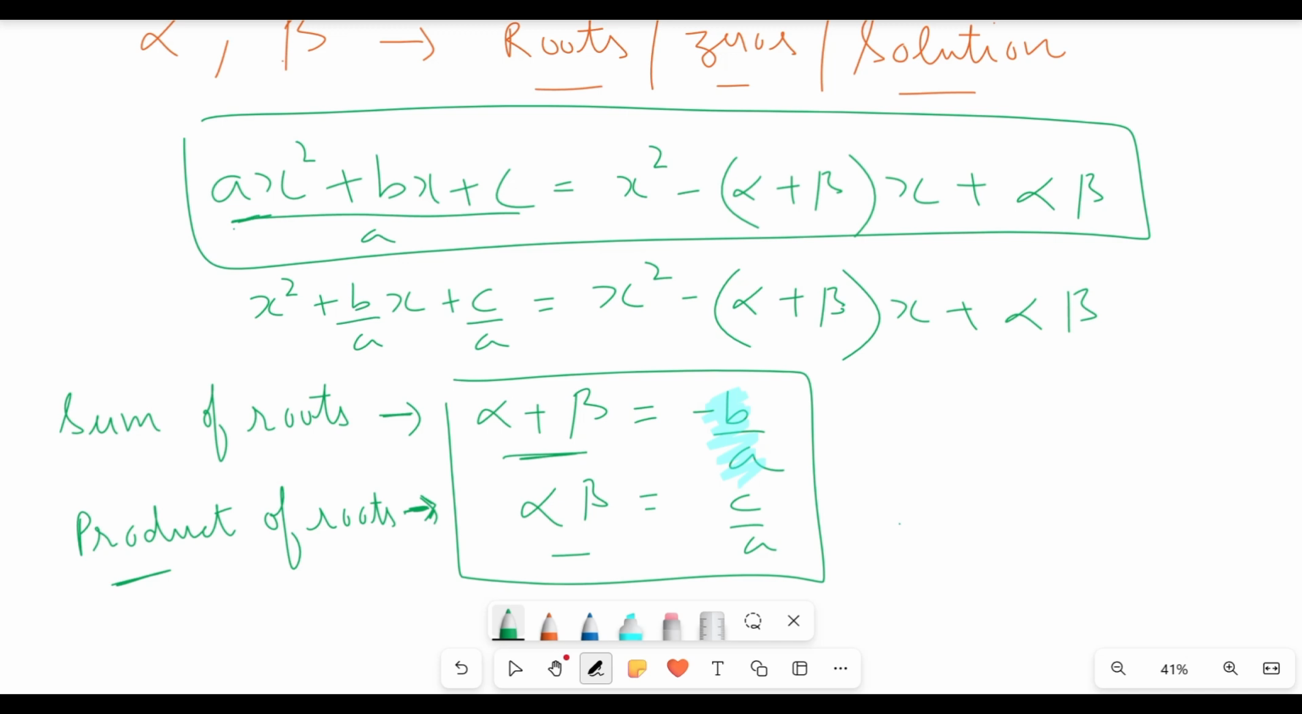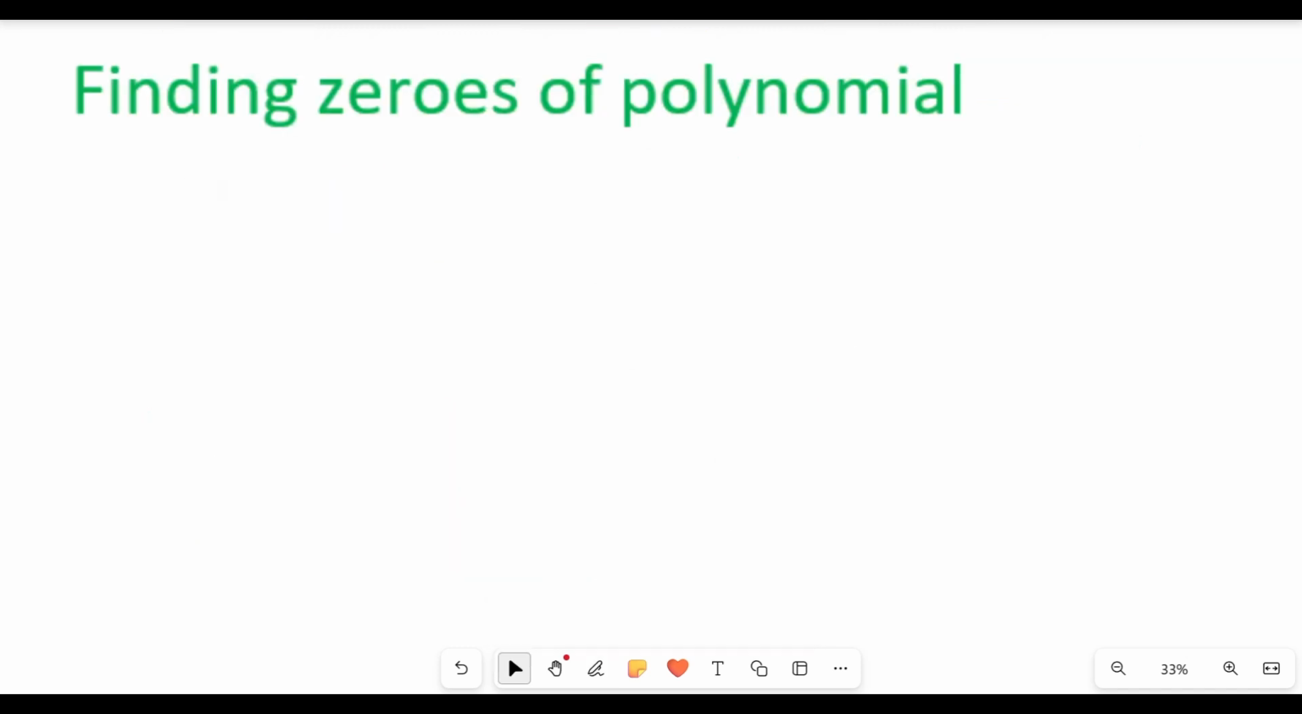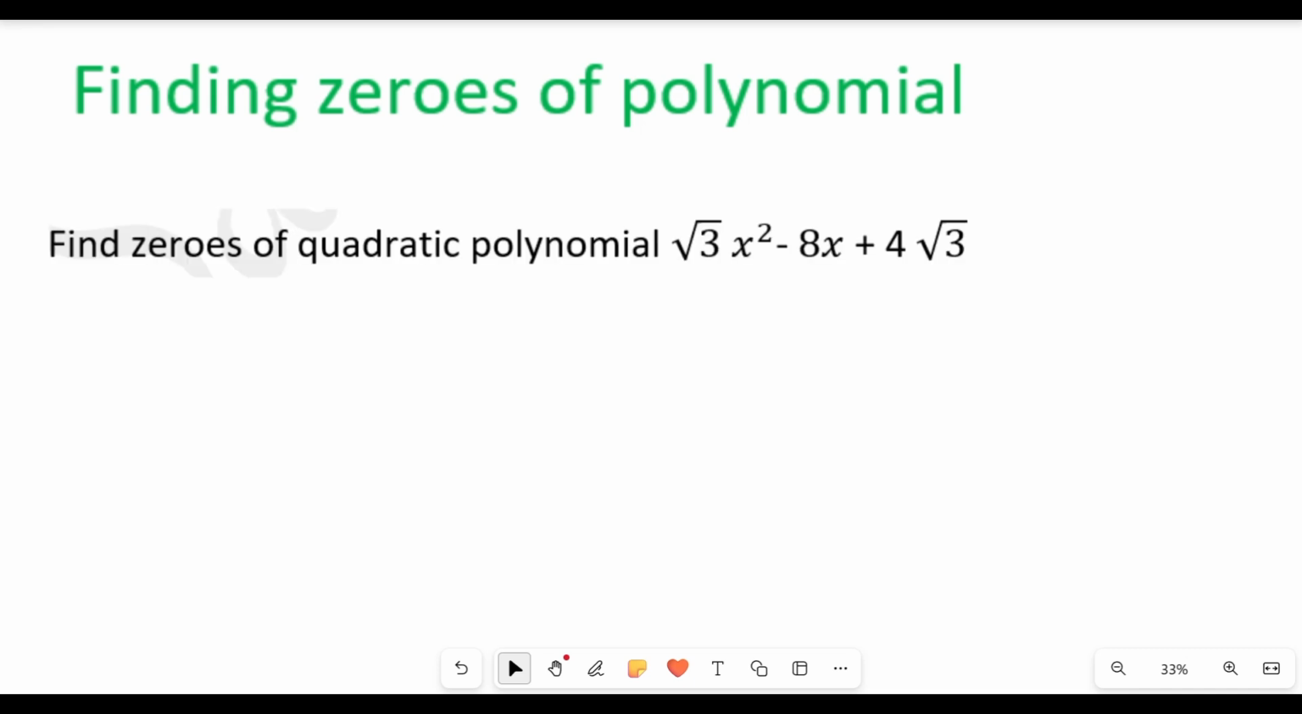So we have developed a relationship between sum of roots and product of roots and the coefficients of quadratic equation. This is the most commonly used relation in this entire chapter. They may ask us to find zeros of polynomial, like in the equation. We have to find roots over here. So what I will do, I will factorize.